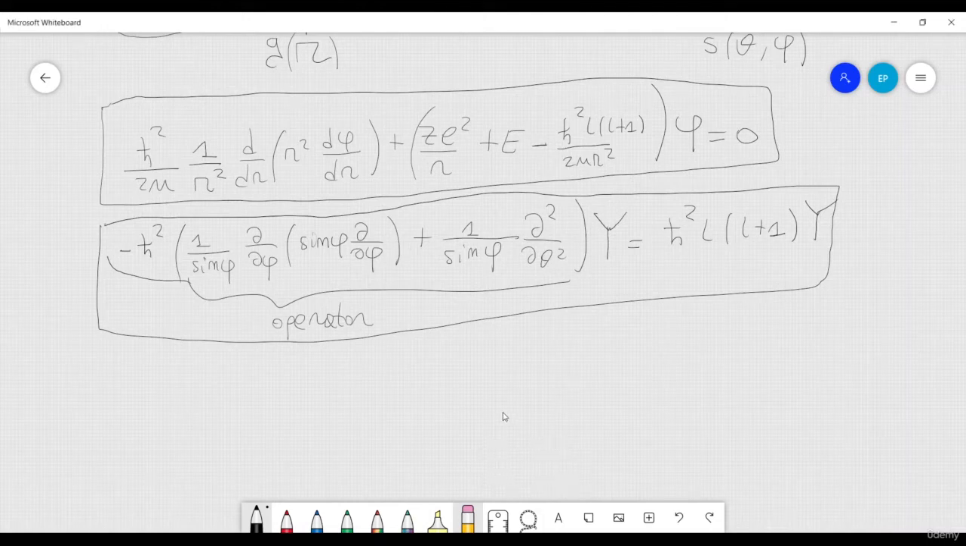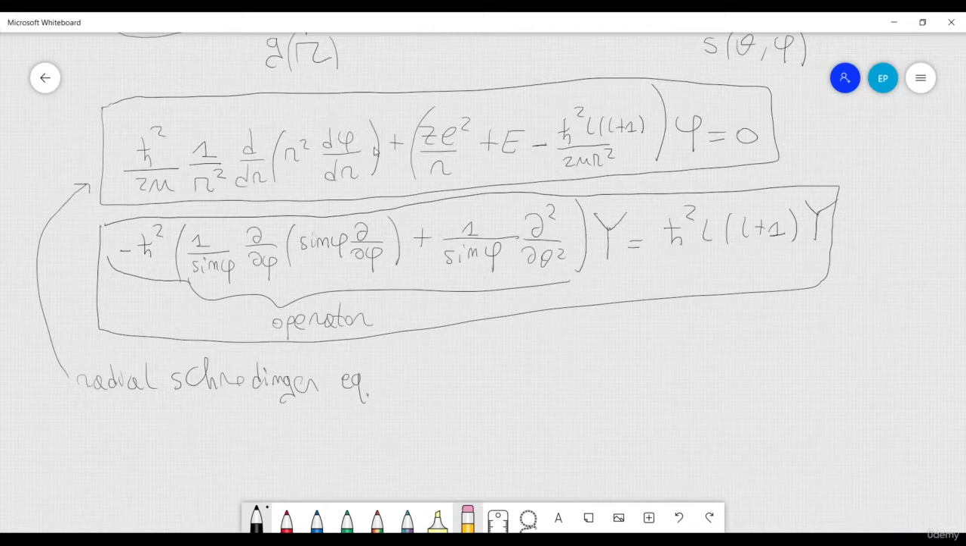These two are the equations that we derived last time, and the first one, this one here, is also called the radial Schrodinger equation. Why is it radial? Well, because the function phi depends on r.